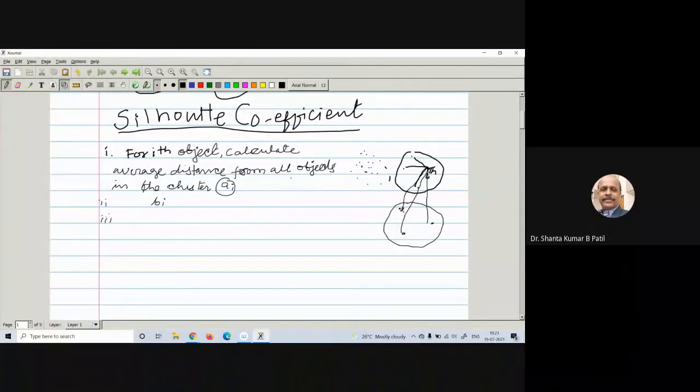Whereas BI is the average distance at the ith object by considering the points in the other cluster. So for example, if we have this cluster, here many clusters are there. So all these average distances you need to find out.